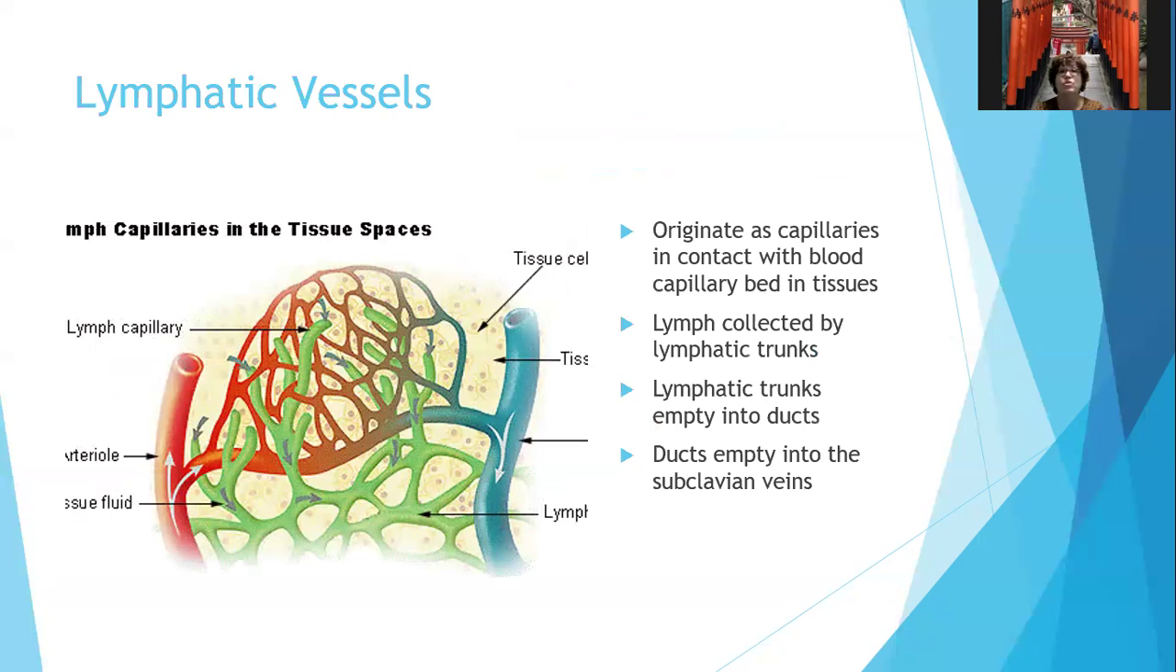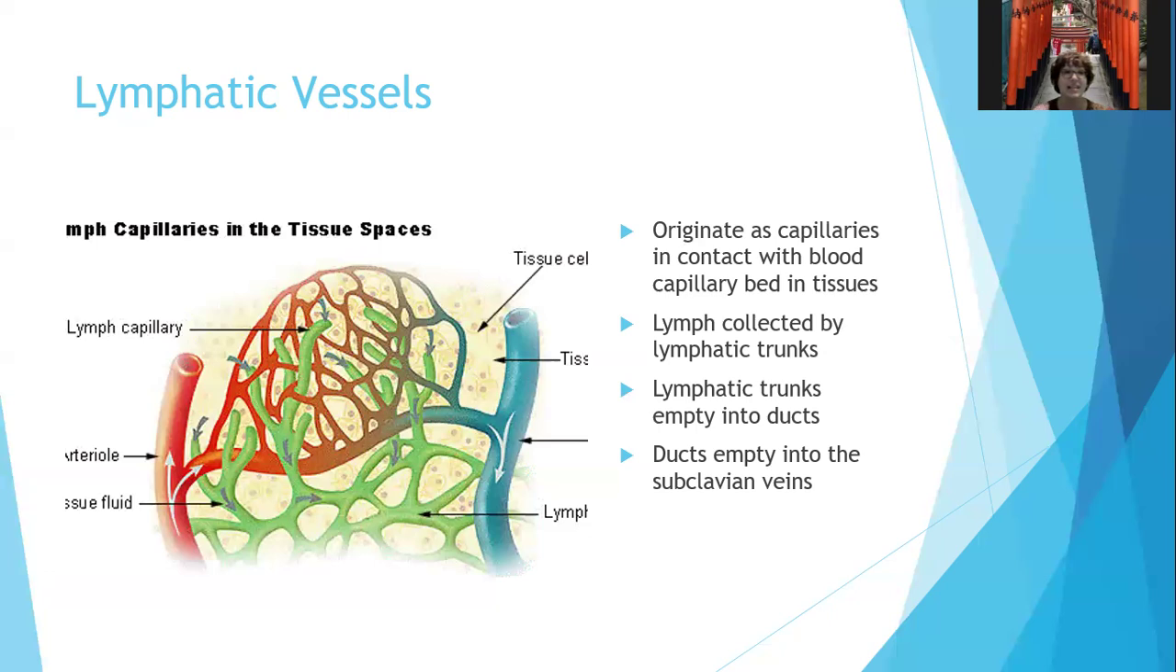Lymphatic vessels originate in the capillary beds in the tissues, and they're in contact with the blood capillaries. The lymph is collected by lymphatic trunks, and lymphatic trunks empty into lymphatic ducts, and ducts empty into the subclavian veins, and it goes back to the circulatory system. So it's a big fluid return system. One analogy that I heard that I think is great is the lymph system is like a storm sewer. It is returning water back to the water recycling plant.